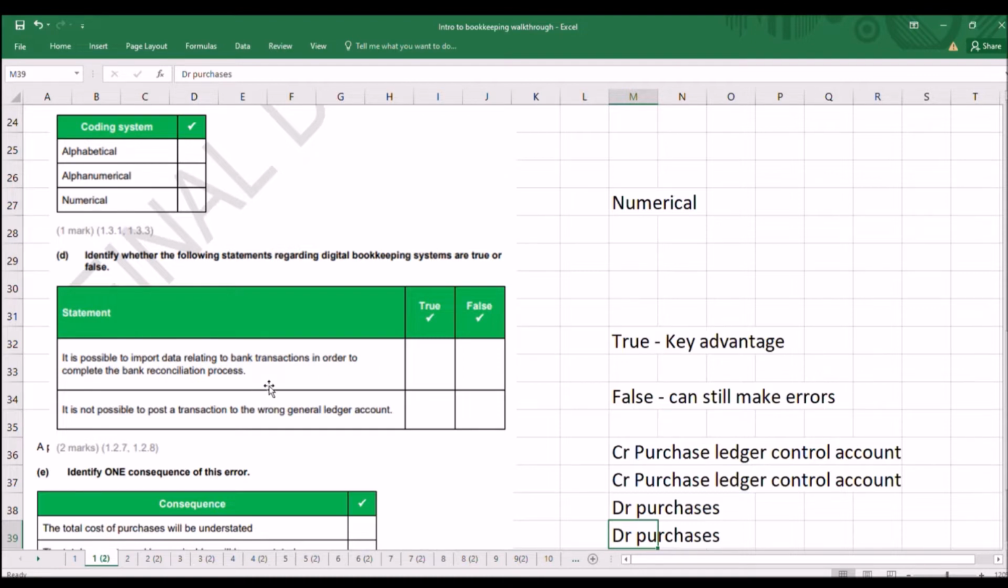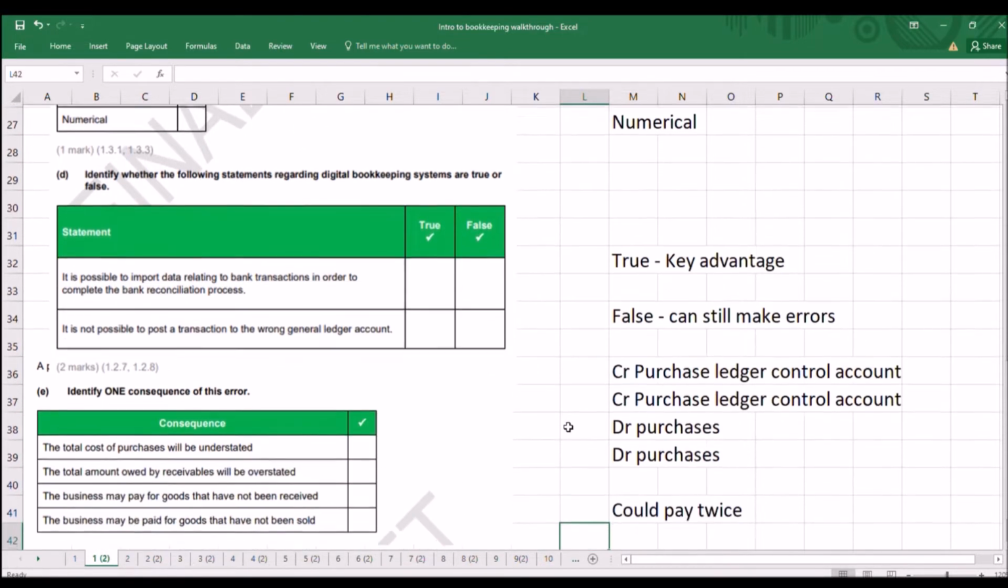Most reasonable sized companies do their bank accounts this way. They'll either tick off that we've already put those ones through, or they'll look at the bits that are missing. They'd certainly be using it to download and do the bank reconciliation rather than writing it out by hand. It is not possible to post a transaction to the wrong general ledger account. Well, of course it is possible. We can just make a mistake, so that one's false.